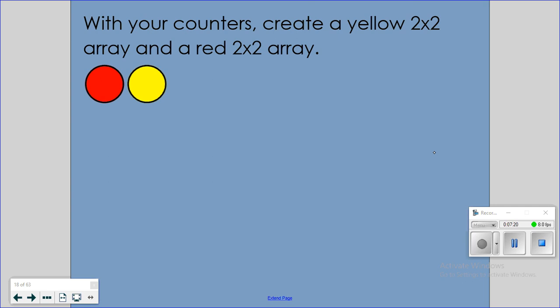You're making a 2 by 5. I think I'm going to use red for mine. Here's my 2 rows. And I'm going to keep going until I have 5 columns.